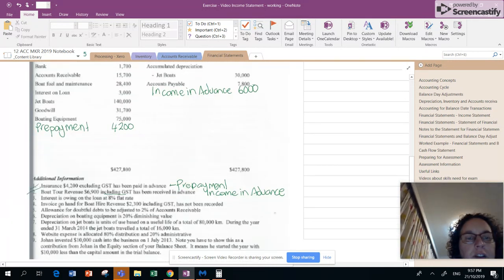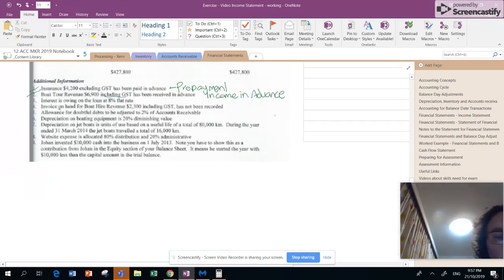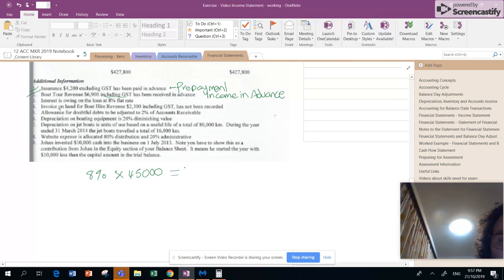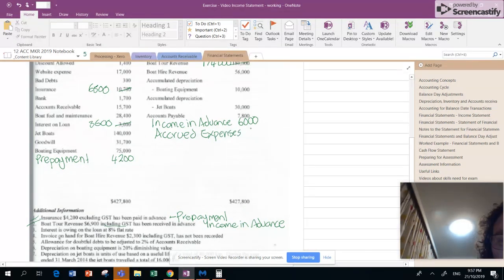Right, next one we've got interest owing on the loan at an 8% flat rate. Our loan is for 45,000, so we need to find out how much we should have paid. We should have paid 8% of 45,000, which means we should have paid 3,600. Our interest on loan is for 3,000, so it needs to go up by 600. So we're going to debit interest on loan 600, and credit accrued expenses, which is a current liability, by 600.